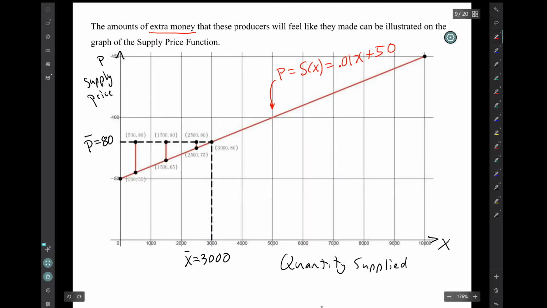So now let's illustrate the extra money that these producers will feel like they made. The producers who would have been willing to sell for $55 are here. That point has a y coordinate of 55. If those producers are able to sell for $80, then they're going to feel like they made $25 extra. That's this difference in height between this point with coordinates 500, 55, and this point with coordinates 500, 80. The producers who would have been willing to sell at $65 will feel like they made $15 extra. The producers who would have been willing to sell at $75 will feel like they got $5 extra by selling at a price of $80.